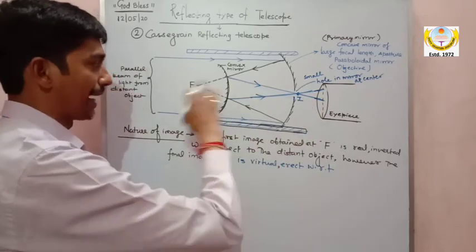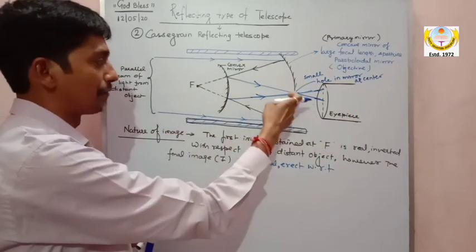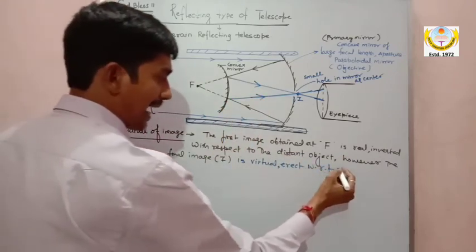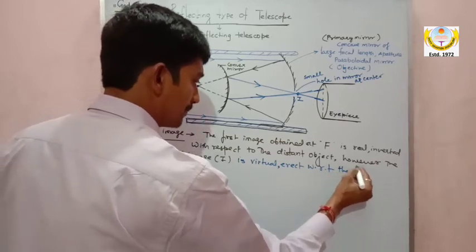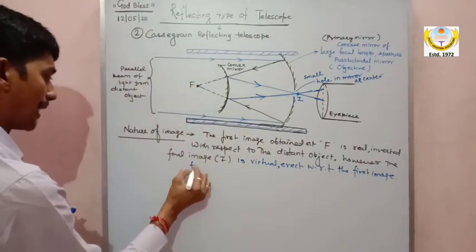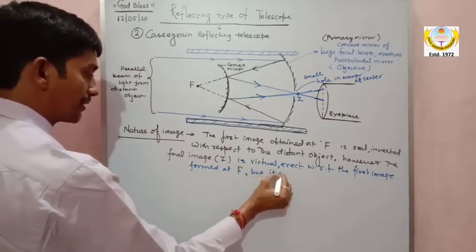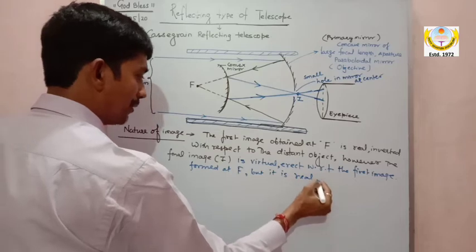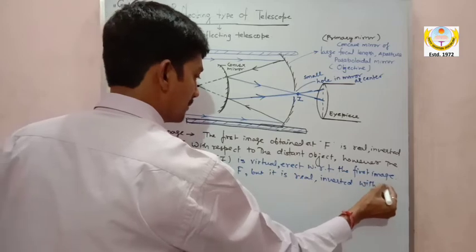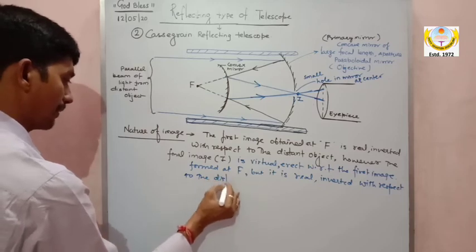This image is virtual erect, so it is on the other side of the object. You can see, because now this will act as the object for this image. So however, this final image I is virtual erect with respect to the first image formed at F, but it is real inverted with respect to the distant object.